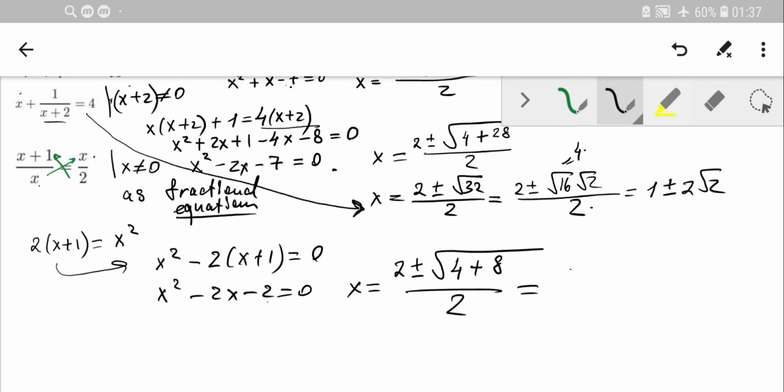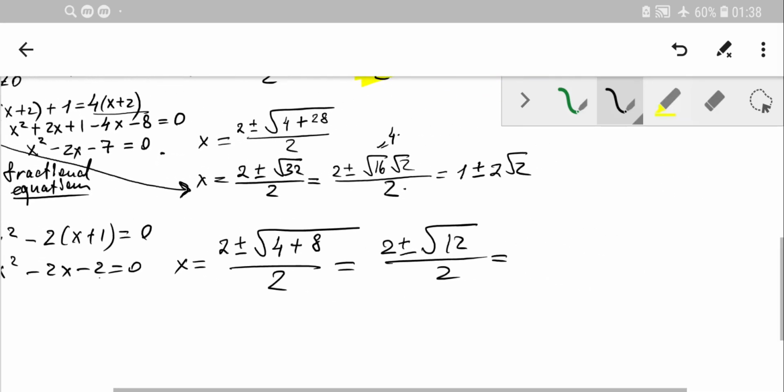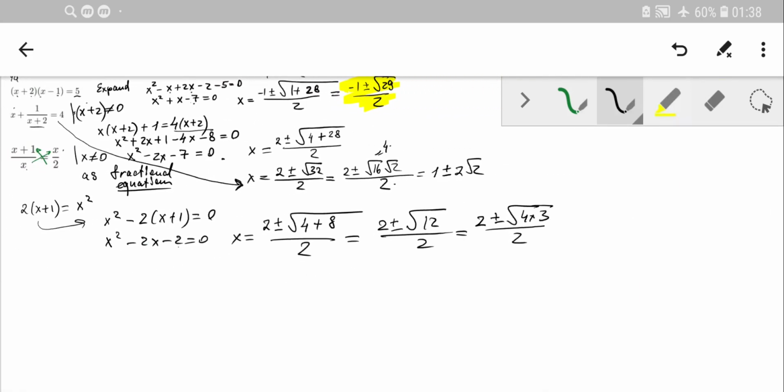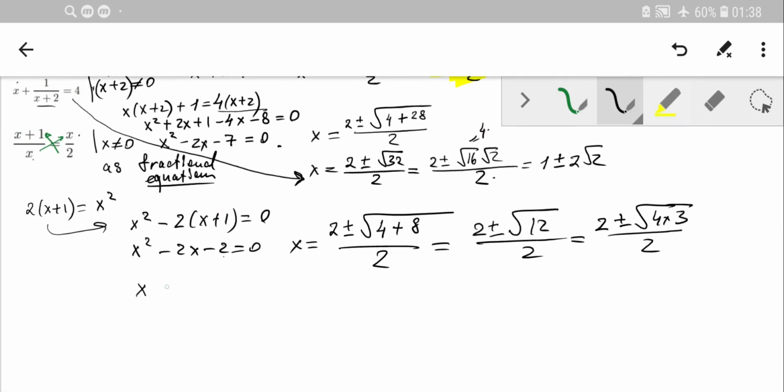So finally we'll get 2 plus minus square root of 4 plus 8 is 12, and over 2. So 12 is going to be like 4 times 3, and we'll get the square root of 4 times 3 over 2. So 2, oops, we divide by 2, of course. So 2 by 2 is 1, plus minus square root of 4 times 3 is just simply 2 square root of 3. And when we divide by 2, we'll get square root of 3 in the end.